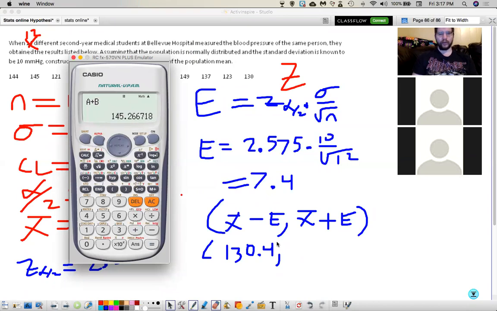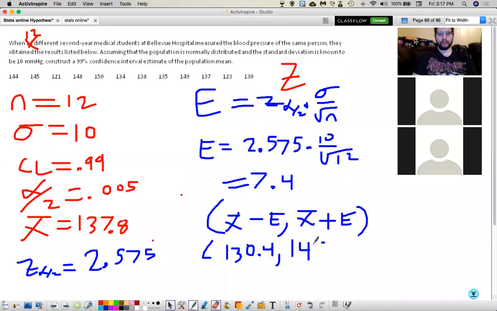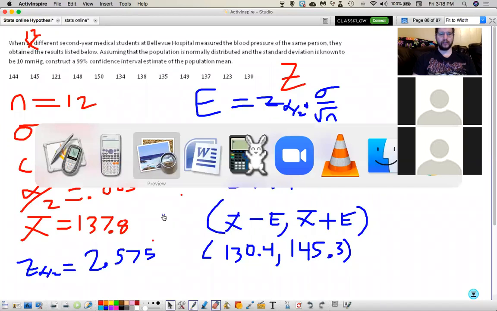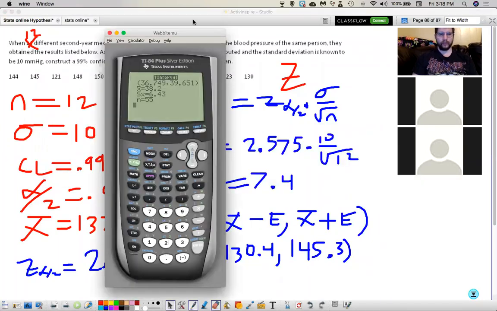And 145.3 for my upper bound. So this is the 99% confidence interval for this data set here. And we'll go to the next one. Oh wait, TI, you can use TI, that's what I was forgetting. So it is a Z interval, that's number 7. We don't have stats, we have data. So we need to go type in that data.